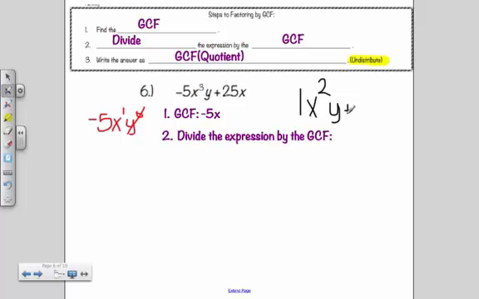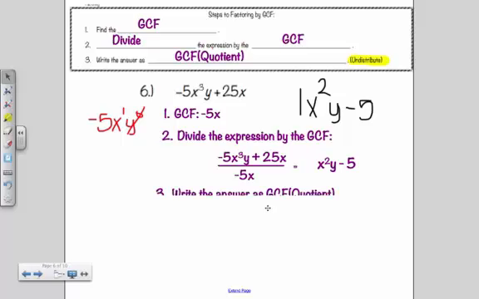Plus 25 divided by negative 5 is negative 5, so I really shouldn't put a plus there. I really should put a minus sign there. So minus 5, and then x divided by x is 1, so they cancel each other out. So your expression right here would be x squared y minus 5.